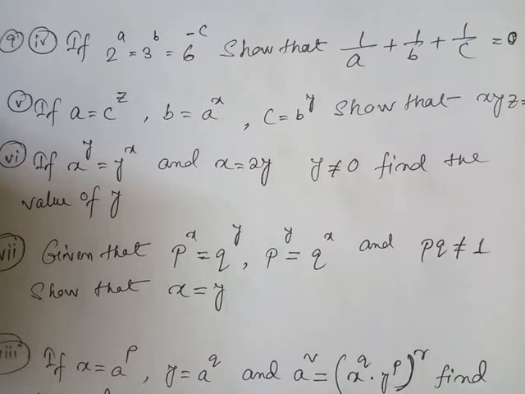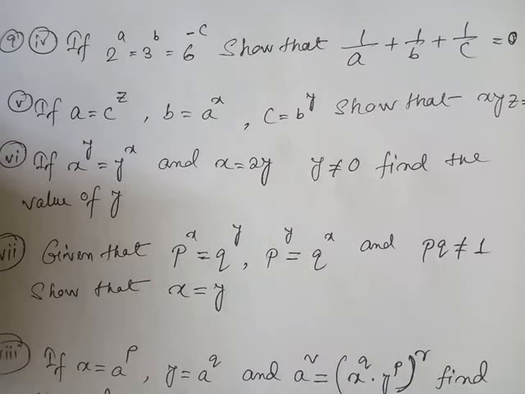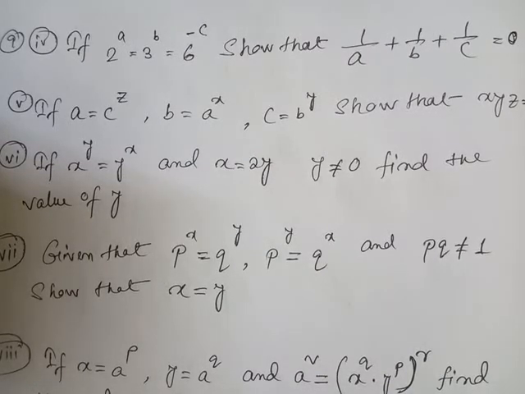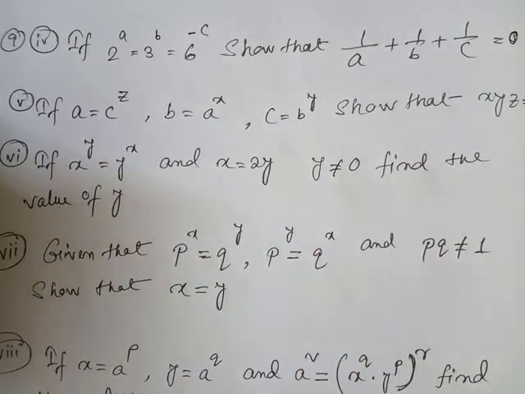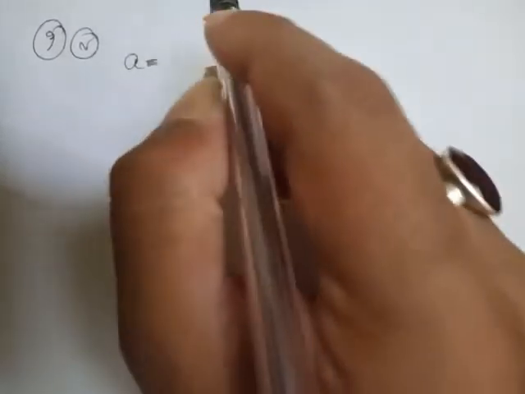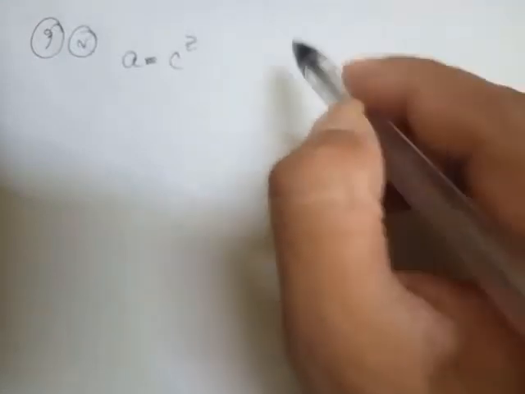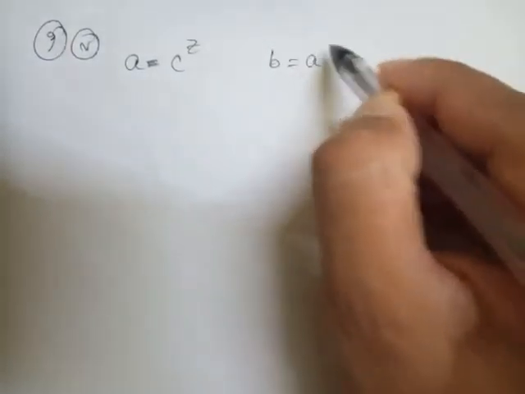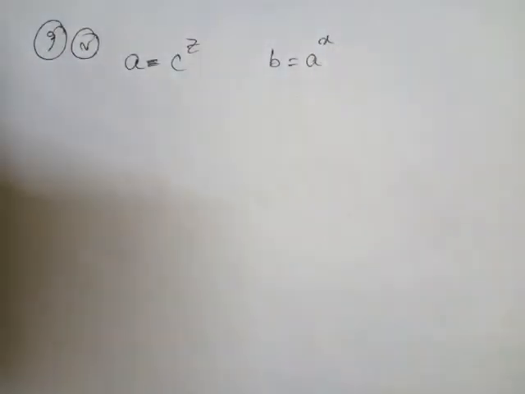Next one, 9 Roman 5: if a equal to c to the power z, b equal to a to the power x, and c equal to b to the power y, then show that x into y into z equal to 1. This is question number 5. We are going to solve this now. Look students, 9 Roman 5 is quite a different sum. First of all, we'll write the given condition here: a equal to c to the power z, and b equal to a to the power x. This is the given condition here.